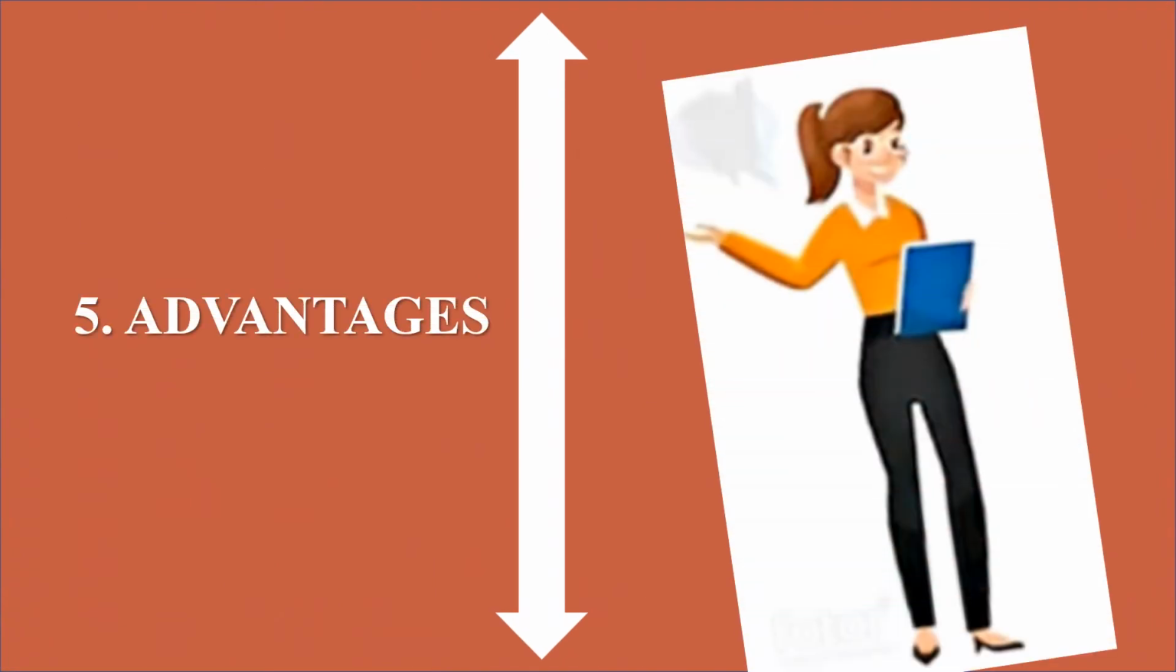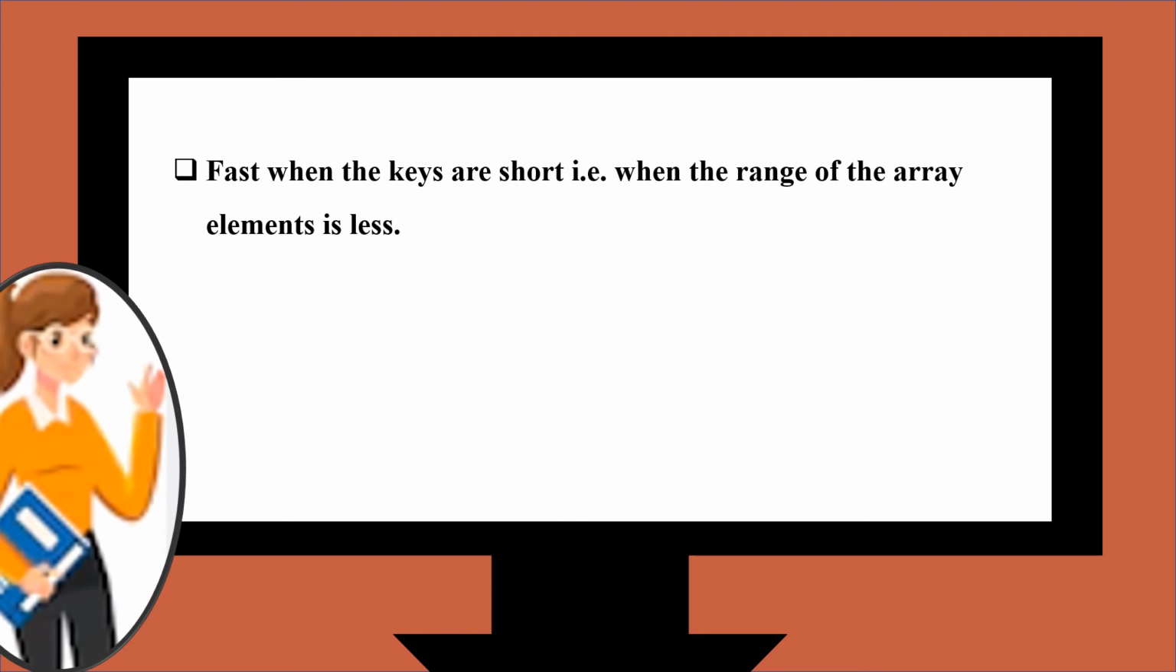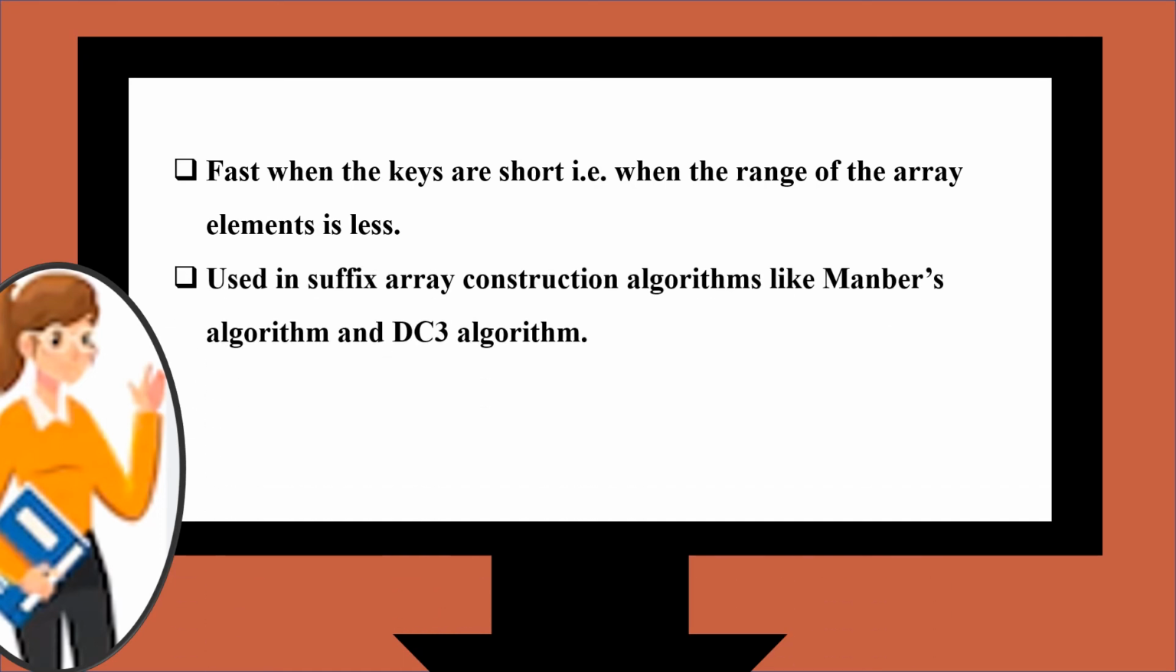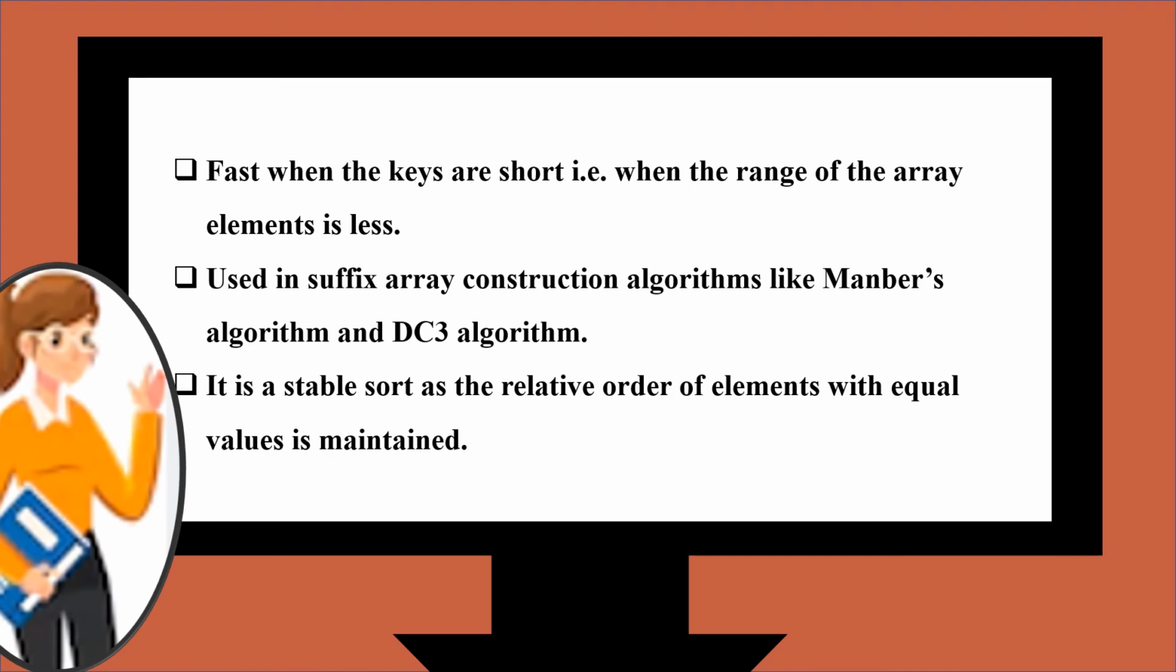Now, let's look into the advantages of radix sort algorithm. The first advantage is that it is fast when the keys are short, that is, when the range of the array elements is small. The second is that it is used in suffix array construction algorithms like Manber's algorithm and the DC3 algorithm. And the third is that it is a stable sort, as the relative order of elements with equal value is maintained.